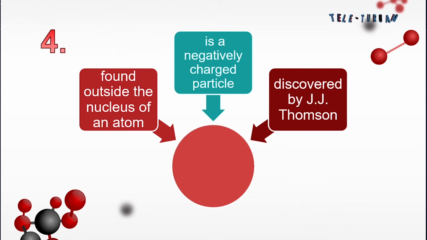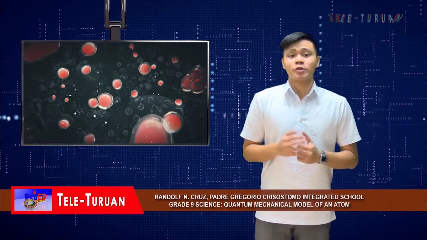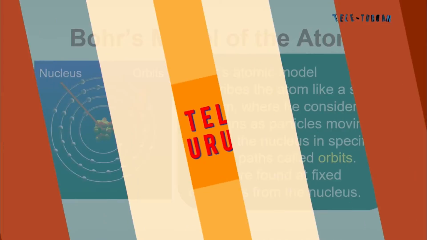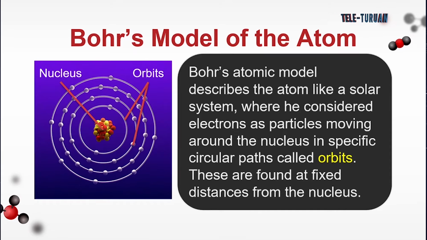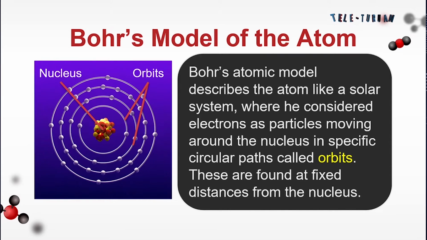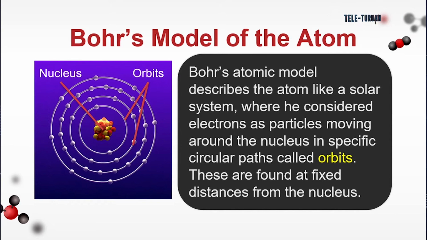Number 4, it is found outside the nucleus of an atom. It is a negatively charged particle and discovered by J.J. Thomson. Very good! The correct answer is electron. And now, let us proceed to our lesson proper. Bohr's atomic model describes that atom, like a solar system, where he considered electrons as particles moving around the nucleus in specific circular paths called orbits, like the planets following its orbits around the Sun.